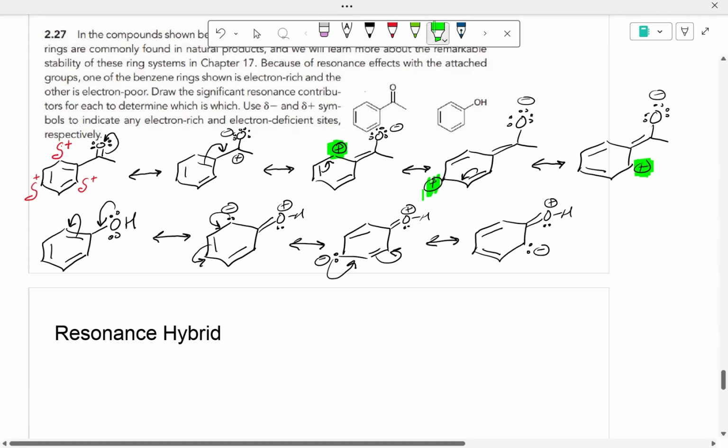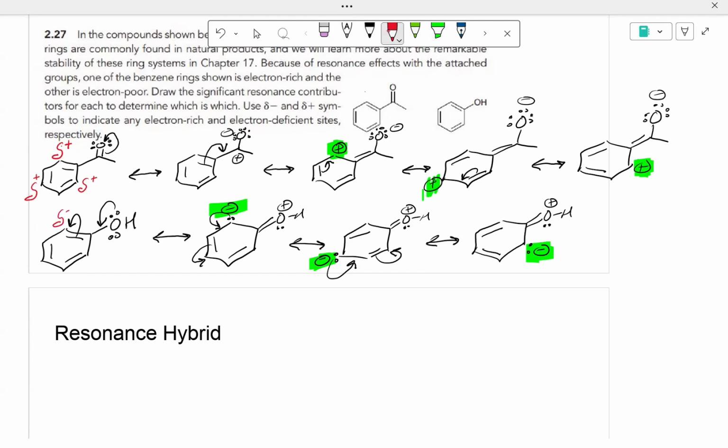Again, I'm going to highlight each carbon inside that ring where there was a negative charge. This represents benzene as being electron rich, because there are negative charges shown by resonance throughout that ring. So if I use the same symbols as before, I would label this carbon as partially negative, this carbon as partially negative, and this carbon as partially negative.